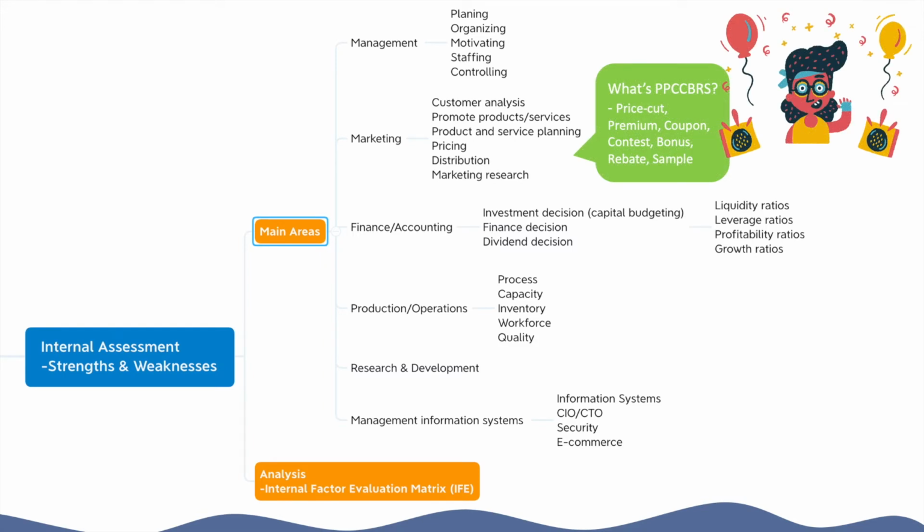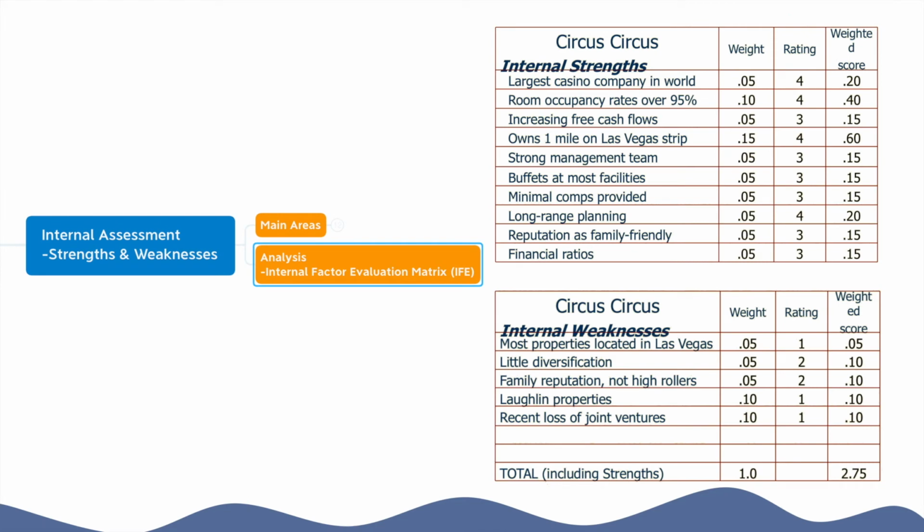It means we can make use of price cut, premium, coupon, contest, bonus, rebate, and sample to promote our products. But remember, no longer than 14 days. Same as external audit, we still can use the IFE matrix instead of the EFE matrix to quantify the factors. Since we already know the principles, we'll jump to the next part.